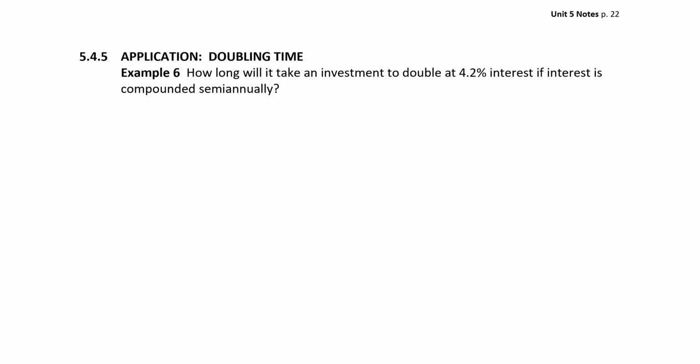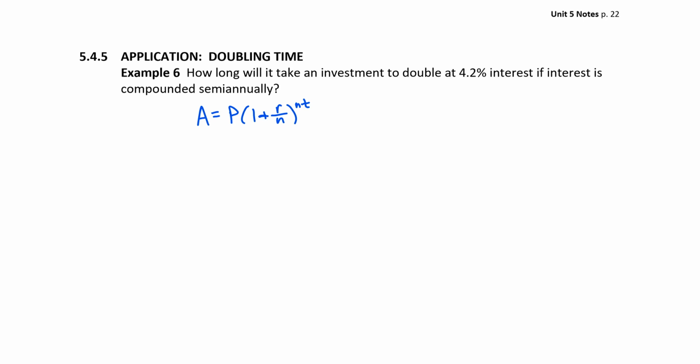Example 6. How long will it take an investment to double at 4.2% interest if interest is compounded semi-annually? Let me remind you of our compound interest formula. A equals P times (1 plus r over n) exponent nt. A is the amount in the account, P is our principal, r is the rate of interest in decimal form, n is the number of times interest is compounded per year, and t is time in years.